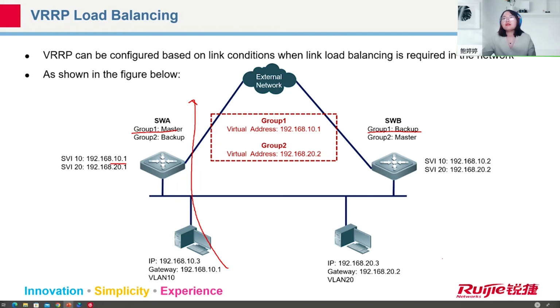But to provide load balance, you can create a new group 2, and group 2 is for the segment 20. Then in group 2, switch B is the master and switch A is the backup. So for the traffic of segment 20, I will use switch B to forward the traffic out. This we call load balance. Sometimes you can say this is active plus active because you have 2 groups. Okay.